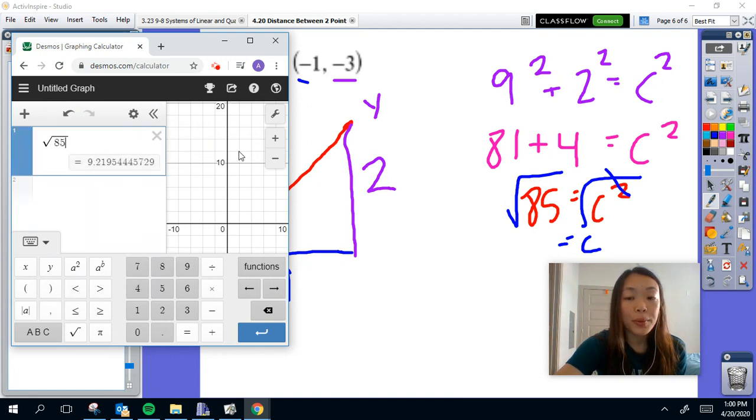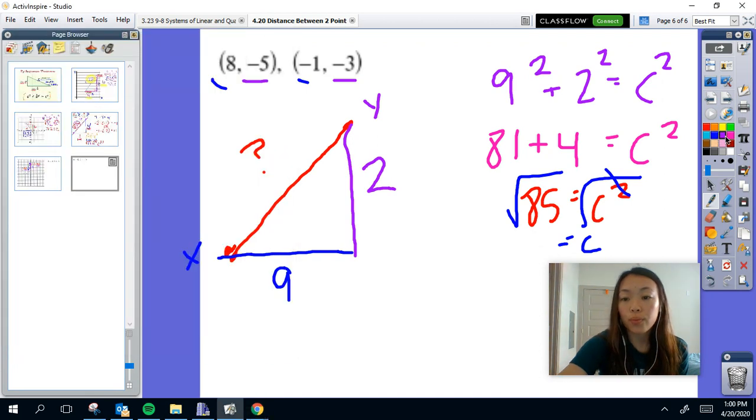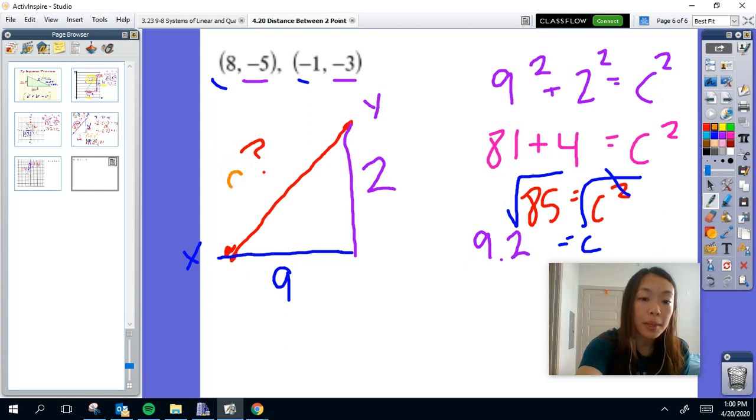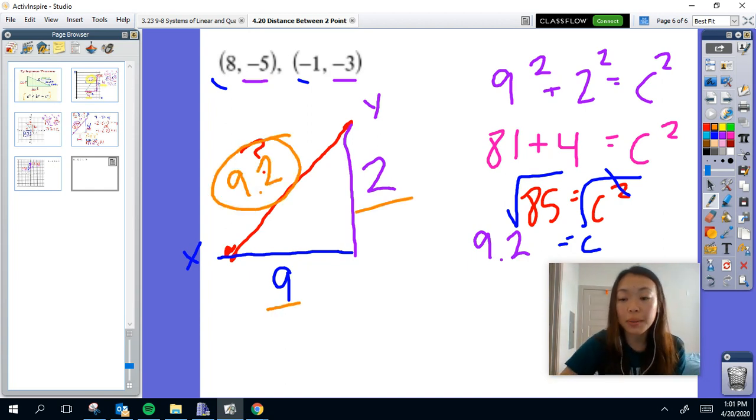That's going to be 9.2. And last step, does that make sense? If I put a 9.2 here, is that going to be the hypotenuse? It is, because it's bigger than 9 and 2. So my final answer is that.